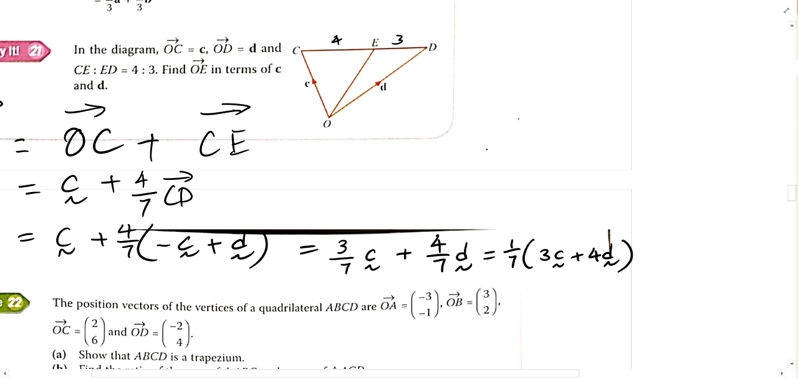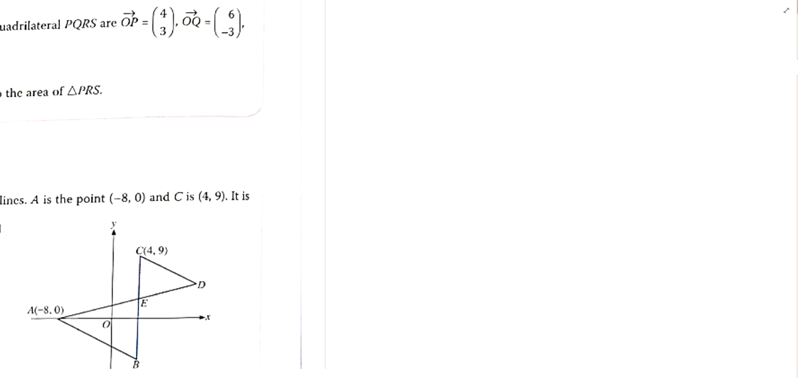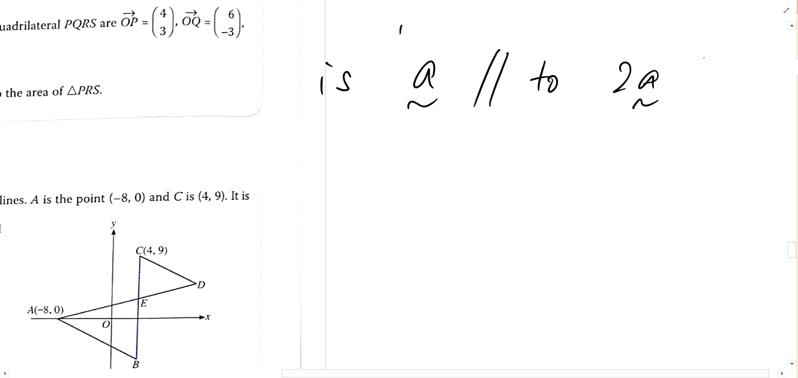Now for this question, I want you to find the area of OCE over the area of OED. Is vector A parallel to 2A? Are they parallel? Yes, no, or maybe? Who says yes? Raise your hand. Who says maybe? And who says no? Then we have the answer already. Although some of you didn't raise your hand, I hope now it is clear to you that these two are parallel.